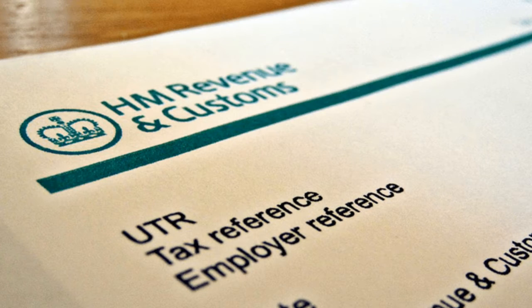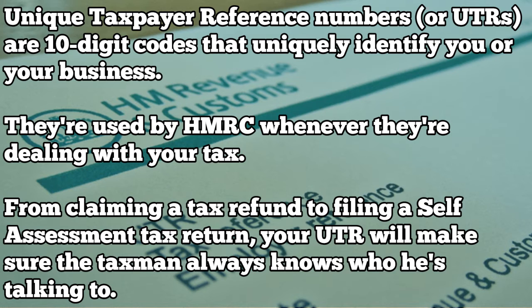Today's video, we're going to talk about unique taxpayer reference numbers. That's the UTR, which is the number that you need when filing a self-assessment tax return. Unique taxpayer reference numbers, or UTRs, are 10-digit codes that uniquely identify you or your business. They are used by HMRC whenever they're dealing with your tax. From claiming for a tax refund to filing a self-assessment tax return, your UTR will make sure the taxman always knows who he's talking to.